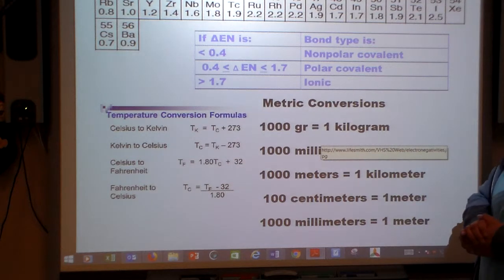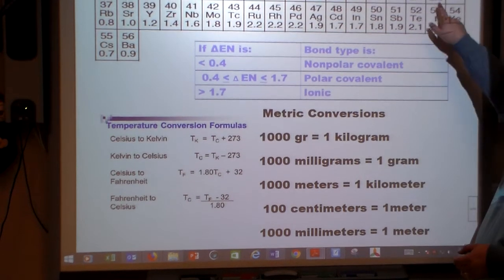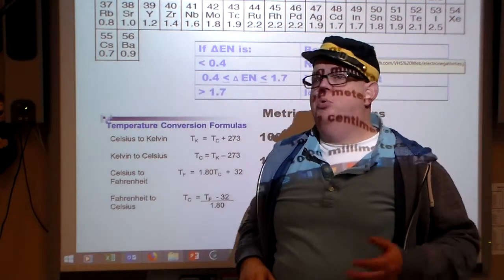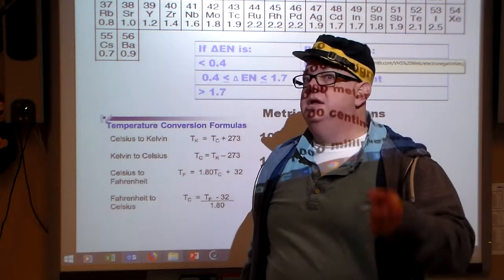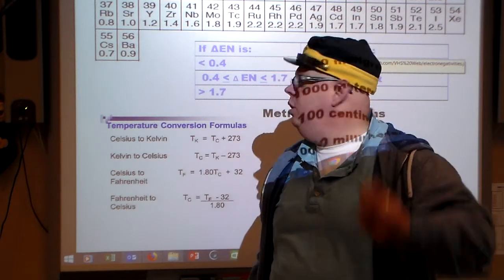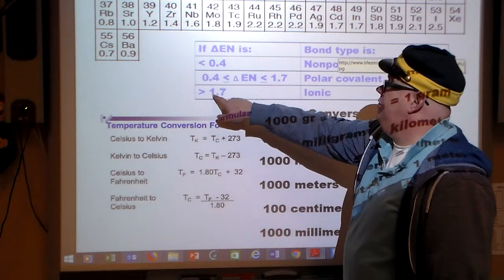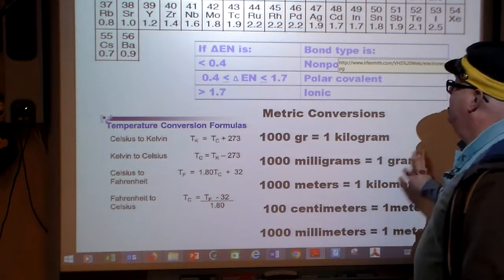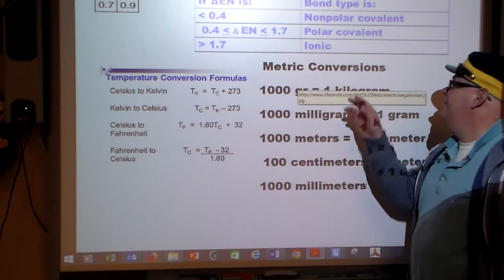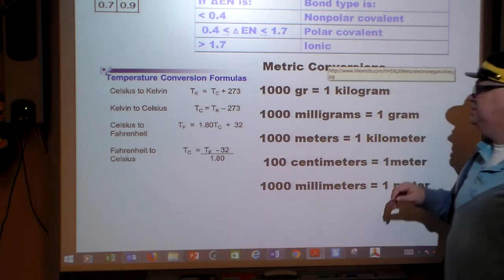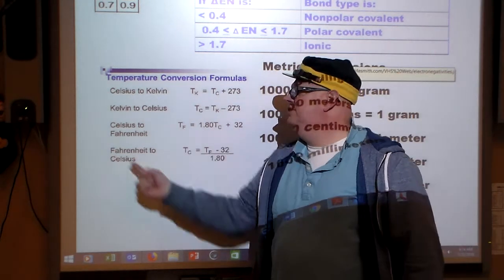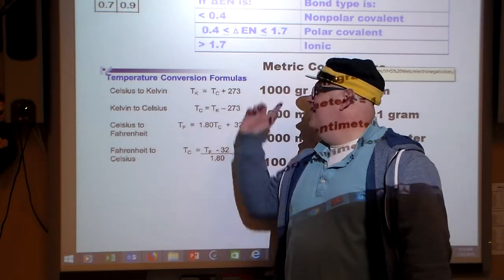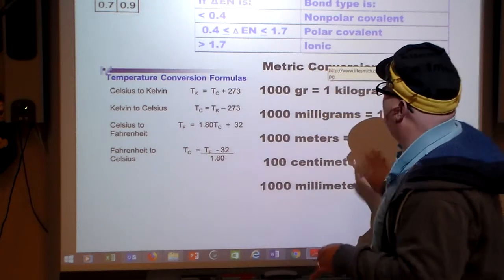So for example, if I look at bromine, 2.8, there's potassium with 0.8, so 2.8 minus 0.8 gives us 2. So I look on the chart here, it says greater than 1.7. 2 is greater than 1.7, so that's an ionic bond. Moving on. Metric conversions, it's there if you need it. Temperature conversion formulas, you are responsible for Celsius to Kelvin, Kelvin to Celsius. I promised you the formula, you now have it.